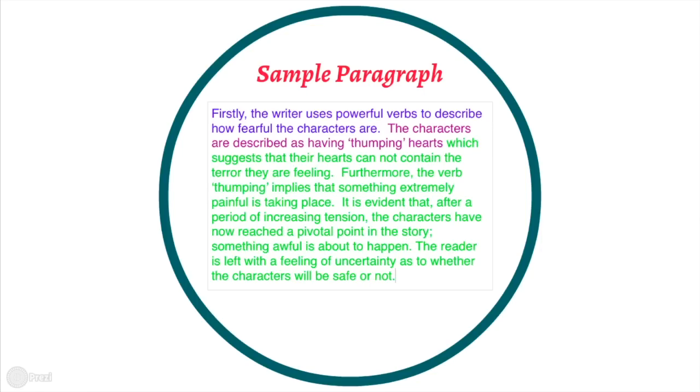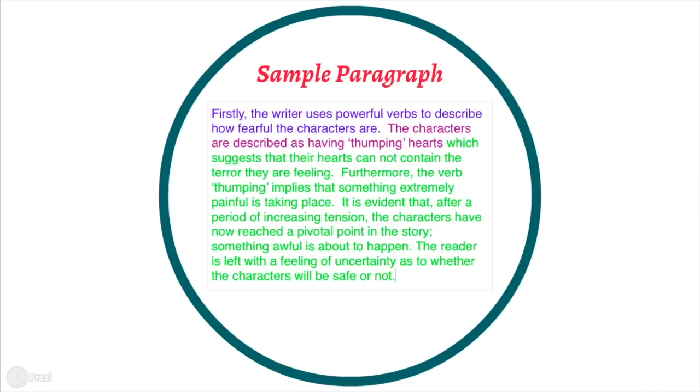So what I've done is, again, I've used my discourse marker and I've said "firstly", and then I've answered the question in my own words. I've said, firstly, the writer uses powerful verbs to describe how fearful the characters are. And then comes my quote. The characters are described as having "thumping hearts". Okay, and then I've used just that simple word as a quotation embedded within my sentence, and then I've explained what is suggested by that word. So I've said the characters are described as having "thumping hearts", which suggests that their hearts cannot contain the terror they are feeling. Furthermore, the verb, okay, so I've made sure I've got my word class in there.